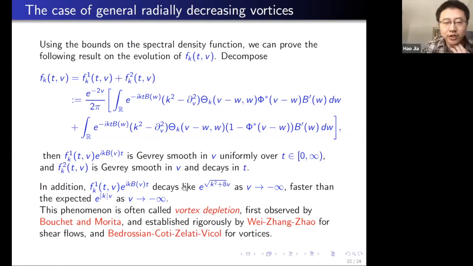Moreover, from this formula, we can also capture the enhanced decay. Because we have the decay for theta k, we can also get the decay for the profiles. This decay is actually faster than the expected decay, and this is the so-called vortex depletion phenomenon. It was observed by Bouchet and Morita, and established rigorously by Weizhang Zhao in the shear flow case, and by Bedrossian, Coti Zelati and Vicol for the vortices case. So our work is basically to give a more precise understanding in terms of regularity and profile for the linear problem, in preparation for nonlinear analysis.